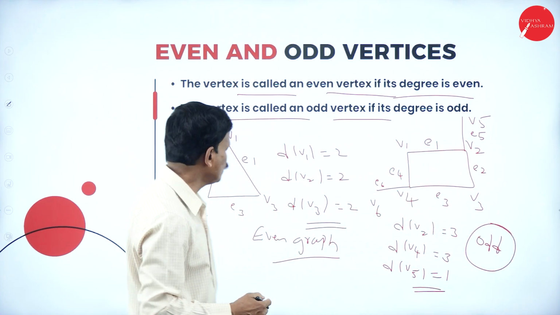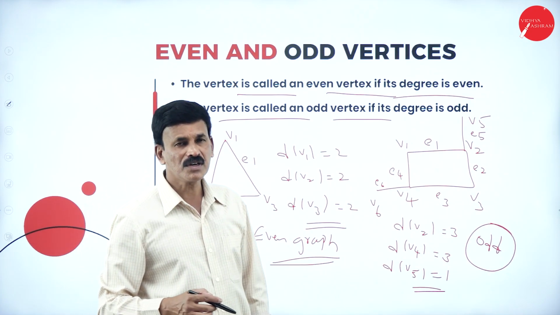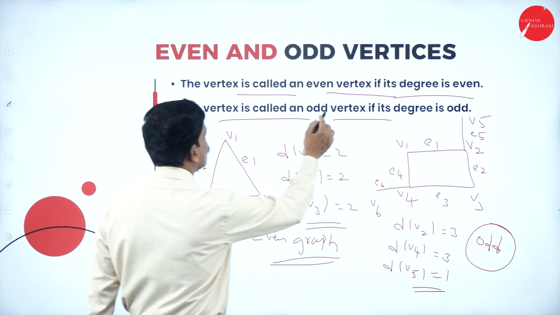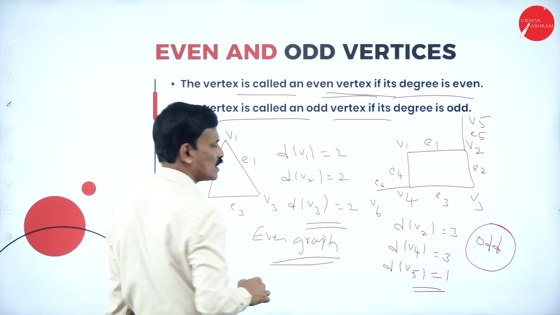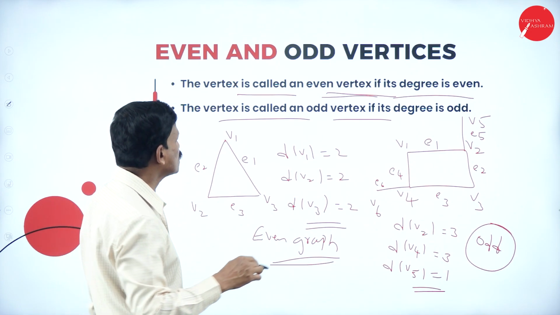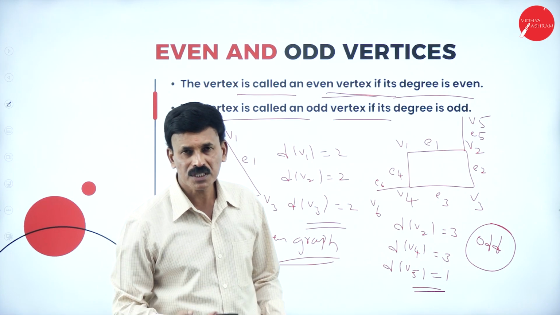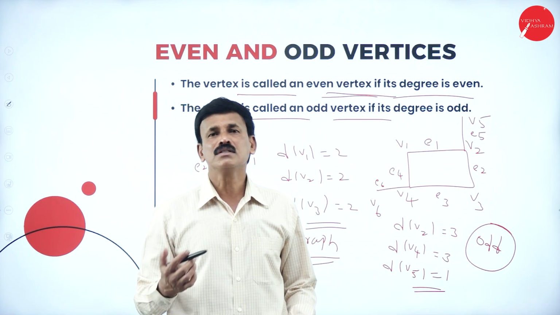This is an odd graph, whereas this is an even graph. A graph is called an even graph if it contains an even number of vertices. A graph is called an odd graph if it contains an odd number of vertices. That's it. Hope you got an idea regarding even and odd graphs.